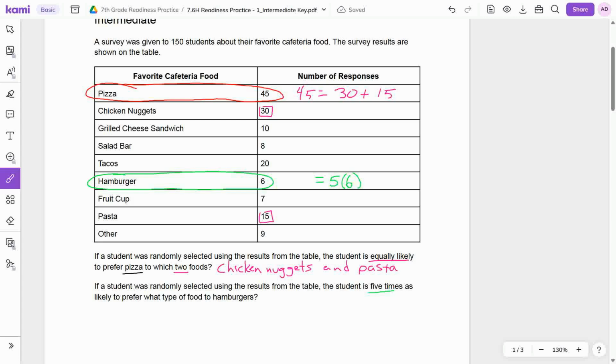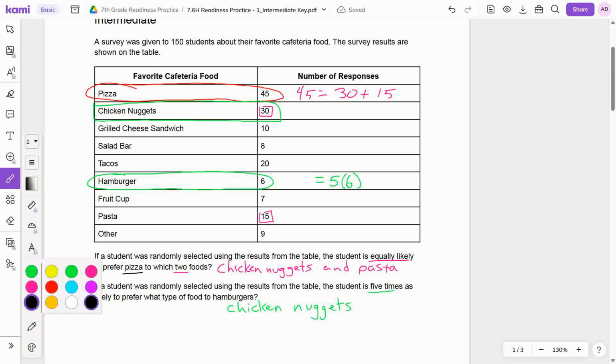Therefore, we're back to chicken nuggets once again. So all we had to do is interpret that as 5 times my hamburger, and my hamburger was 6, and 5 times 6 is 30. Therefore, we're looking at chicken nuggets.